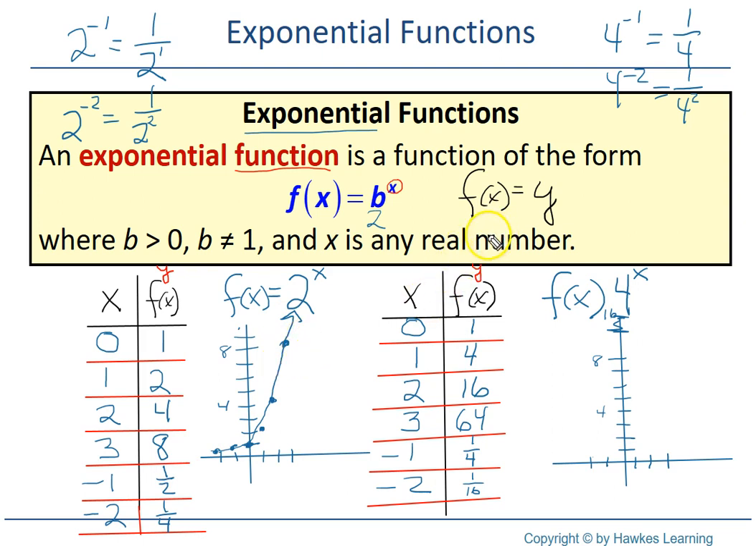Now how about when b is 4? 4 to the x power. Well, what happens? Well, we'll plot this. Again, when x is 0, 4 to the 0 power is 1. Anything to the 0 power is 1. So notice these 2 points are the same. And then when x is 1, this goes up to 4.